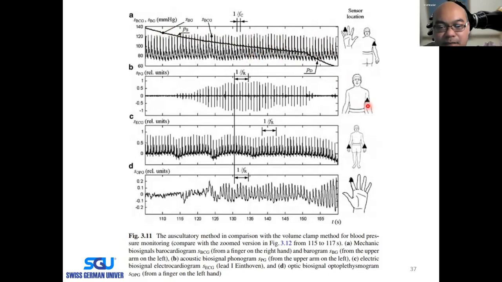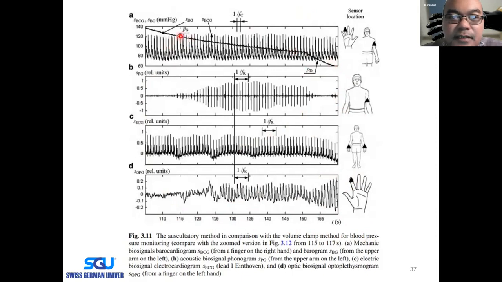B is the acoustical biosignal, the phonocardiogram, from the upper arm on the left. So the sensor is located on the upper arm on the left, like this. This is what we will hear. C indicates the electrocardiogram measured using lead 1 Einthoven, where the two electrodes are located on the two hands. And D is the optical biosignal, optoplethysmogram, located on the finger of the left hand. So this happens on the same patient at the same time.